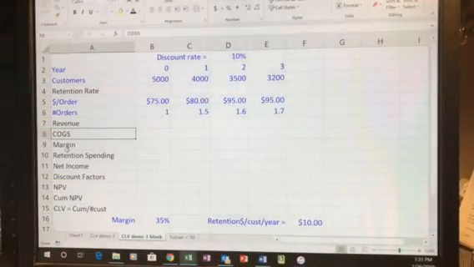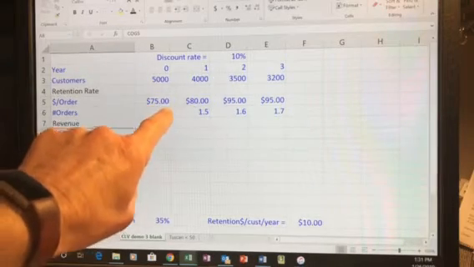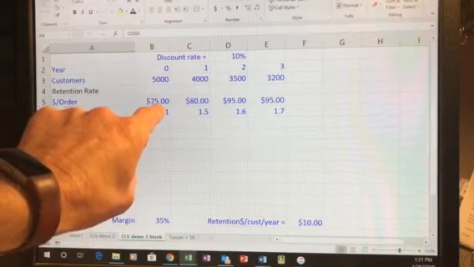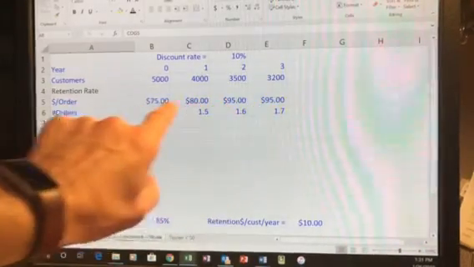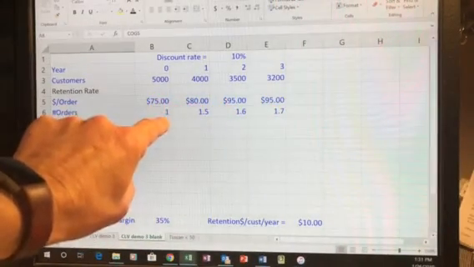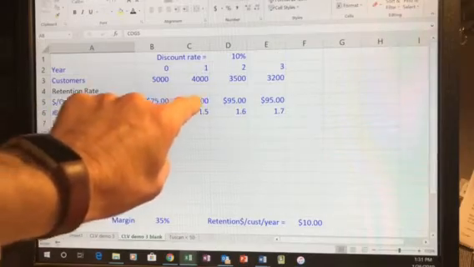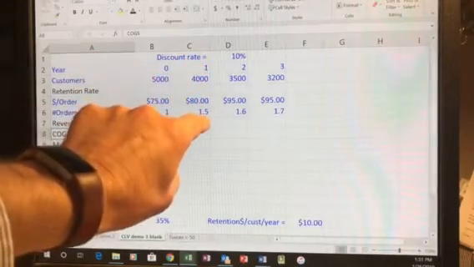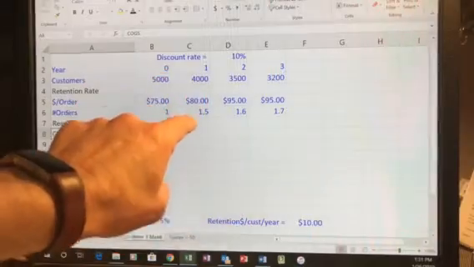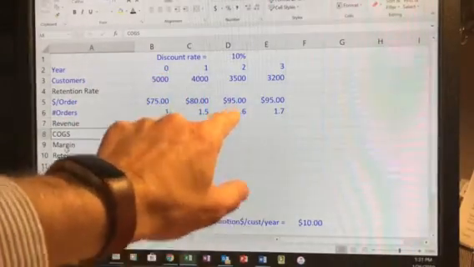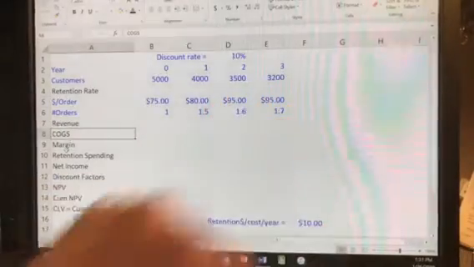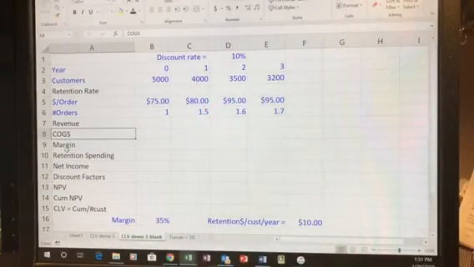We looked at their transactional data and we saw that they had an average order size of $75 initially, $80 here, $95, but they didn't always have just one order. So initially there was one order, but in this next time period, they on average had about 1.5 orders worth $80, and then about 1.6 orders worth $95, and so on. So we've got a little multiplier there to figure out what the revenue would be.